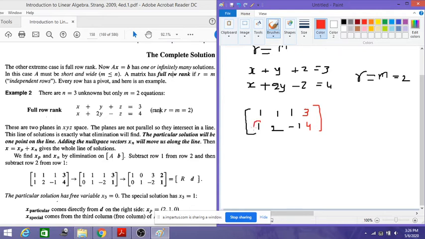So now I have to remove this. To remove this I have to subtract. So let us subtract this. So the first row will remain as it is, 1, 1, 1, 3, and this becomes 0, 1. So this will become minus 2, and this will become 1. So now if you see, we have two pivots here, that is the 1 here and this 1.